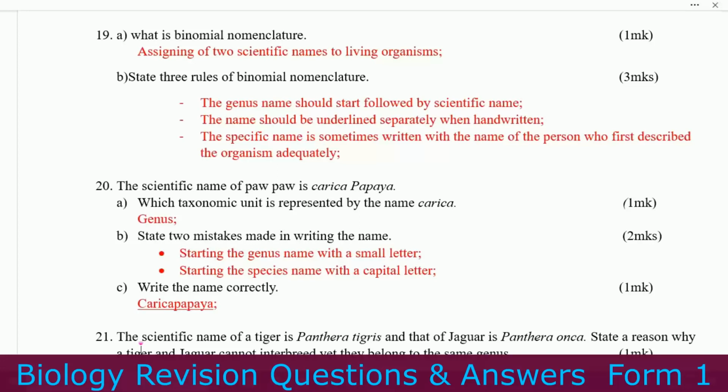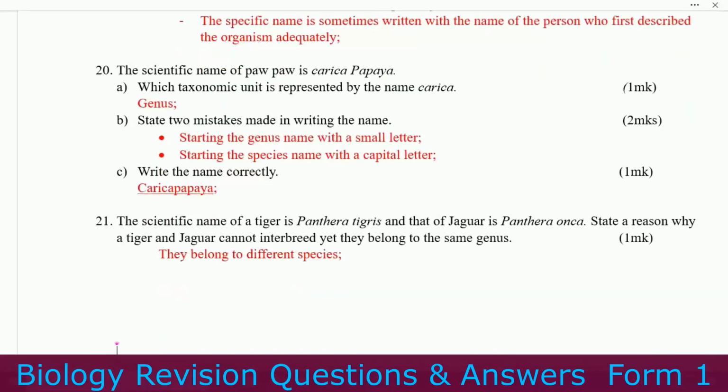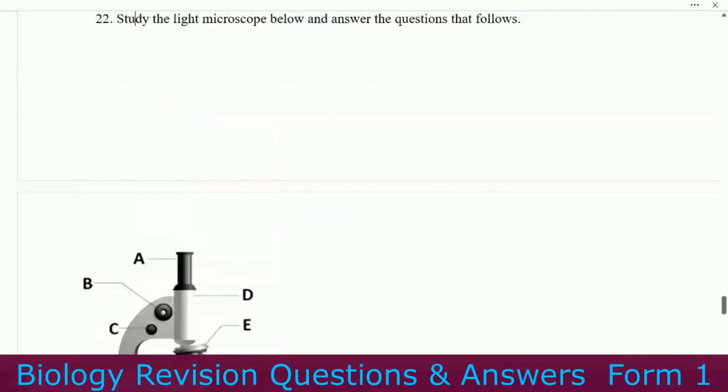Number 20. The scientific name of pawpaw is Carica papaya. Which taxonomic unit is represented by the name Carica? That one is genus. State 2 mistakes made in writing the name. Starting the genus name with a small letter. Number 2, starting the species name with a capital letter. Number C, write the name correctly, Carica papaya. That is how you're supposed to write it.